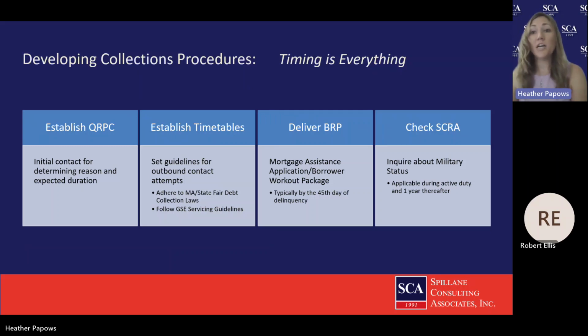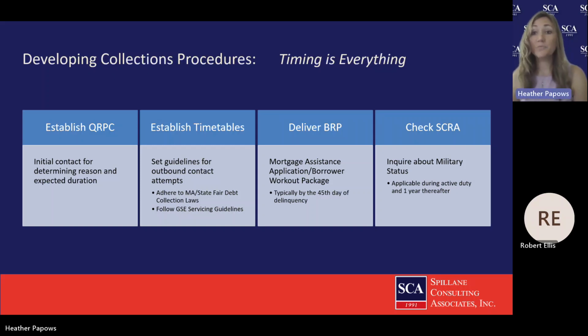Let's transition now to talking a bit more generally about your collections process and procedure. Proper collections procedures should include establishing QRPC, or Quality Right Party Contact. This will help you determine some of those key factors that for GSE-owned loans you'll eventually need for reporting, but even in the case of a portfolio loan, you'll need to understand the reason for the delinquency, whether or not it is expected to be permanent or temporary, and what your sense is about their commitment to resolving the delinquency. All of this will help to guide you in determining eligibility for workout options.